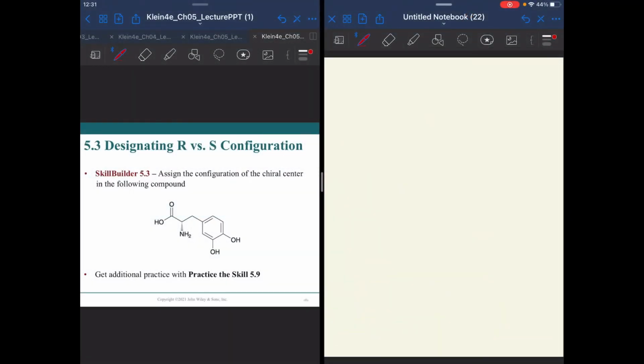Thought I would do a chapter 5, part 3.2, because there are a few practice problems on the next 3 slides. And before we move into optical activity, I think it's probably a good idea that we do a little bit of practice with larger molecules. So let's go ahead and assign R or S to this guy here.